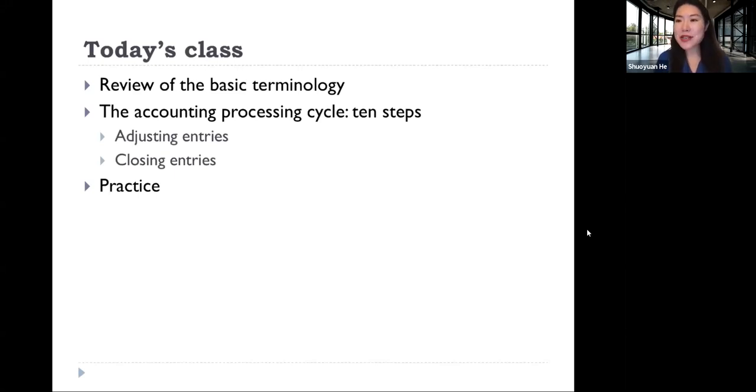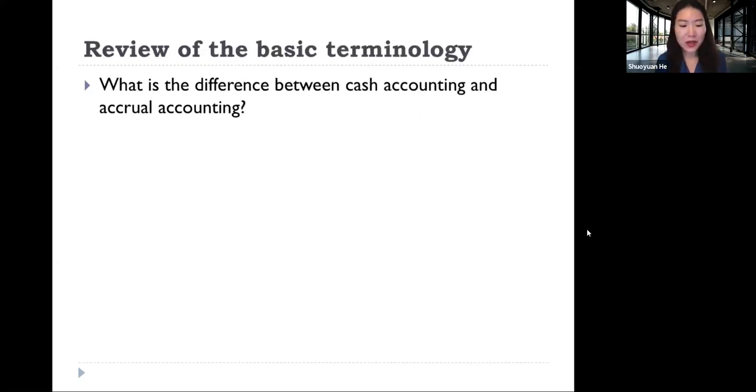Specifically, we're going to first have a brief review of some basic accounting terminologies. And then we're going to go over the 10-step accounting processing cycle. And then after that, we're going to use a comprehensive example to illustrate those 10 steps. So first of all, review of the basic accounting terminologies.